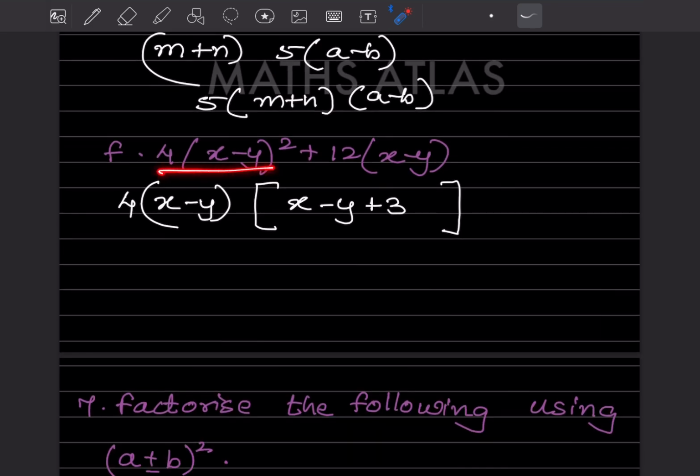Now from this one, for both of them, we can see 4 and 12. When we take the HCF of that, the common factor is going to be 4. And this is (x minus y) square and this is (x minus y). So we can take x minus y common. What remains in the bracket? From this (x minus y) whole bracket square, 1 is already here, so x minus y will remain. And this one is already outside. So 4 3s are 12. So this is the answer.